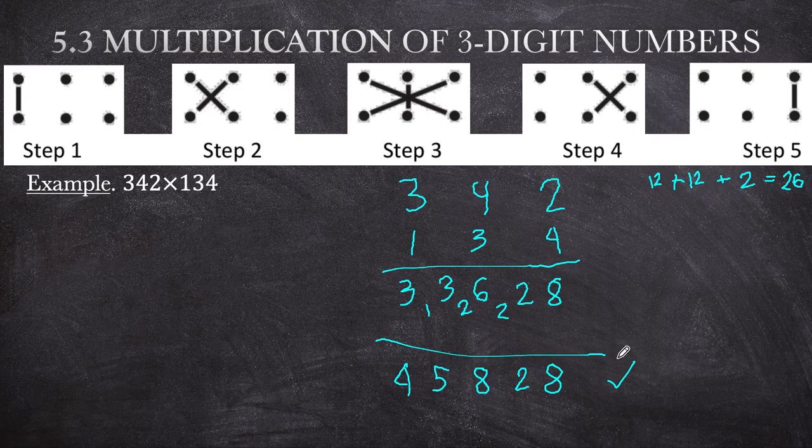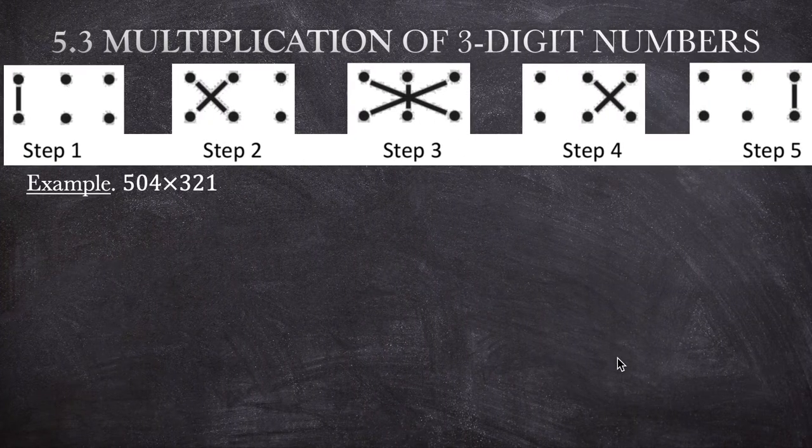All right, so hopefully you got that example. Don't worry, I'm going to give you one more example. You can pause the video and repeat it as many times as you want so that we can get the pattern. Let's do the next example. We have 504 times 321. So let's do that. 504 over here, I'm going to make the spaces a little bit wider, times 321.